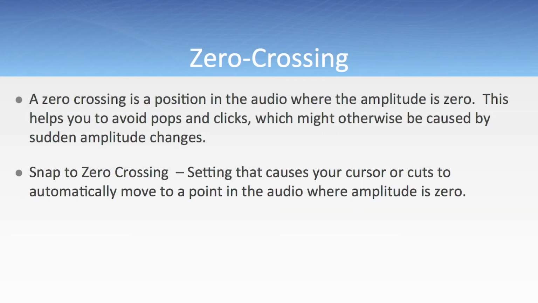A zero crossing is a position in the audio where amplitude is zero. Cutting at zero crossings helps you avoid pops and clicks, which might otherwise be caused by sudden amplitude changes. A lot of software has an option called snap to zero crossing or something similar, and that setting causes your cursor or cuts to automatically move to a point in the audio where amplitude is zero.